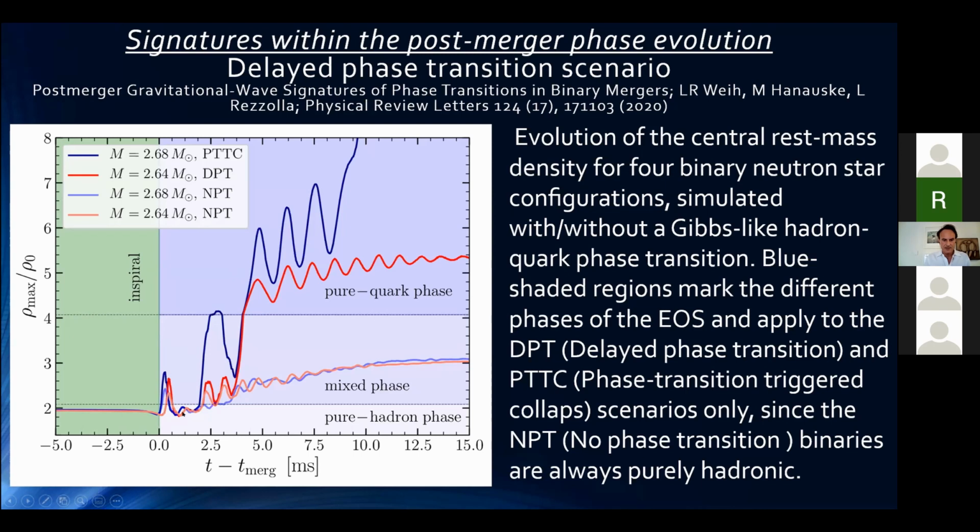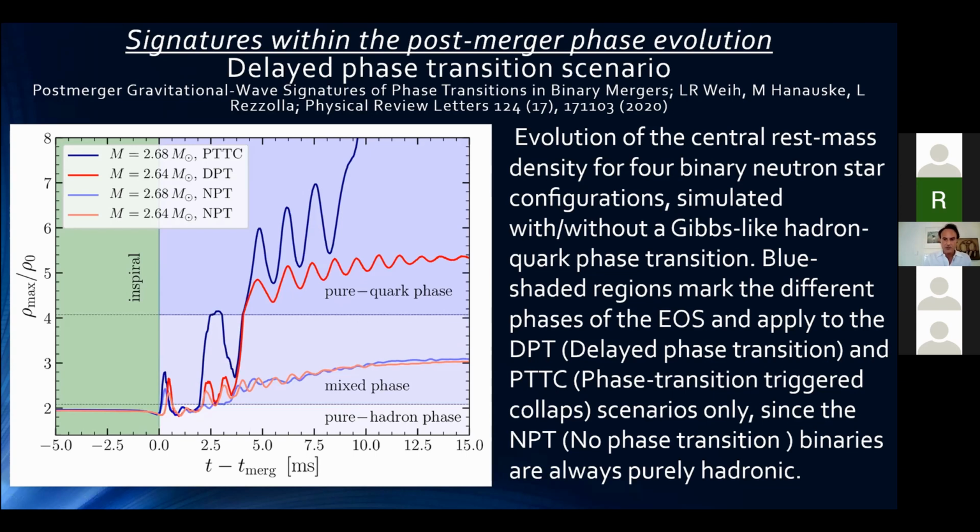Here the maximum density is plotted, and here the time. So here is merger, and in the post-merger phase it gets denser and denser, and when the phase transition happens, it collapses to a hybrid star. And this oscillates around and gives the hybrid star remnant.